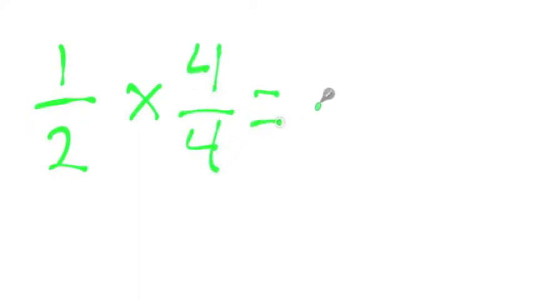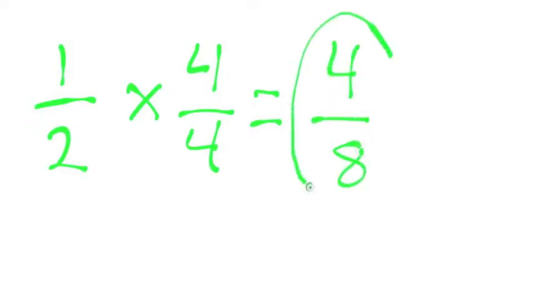Now let's create a new one. 1/2. And now we're just going to change the look of it a little bit, but we're multiplying both numbers by 4. It's a little preview of multiplication of fractions. And we get 4/8. That's our equivalent fraction.